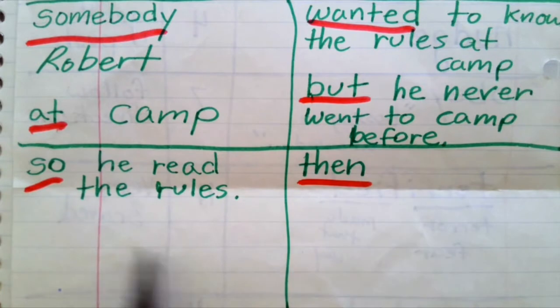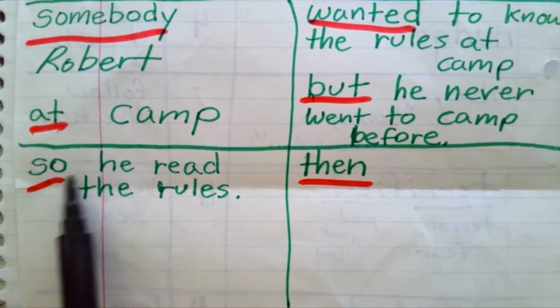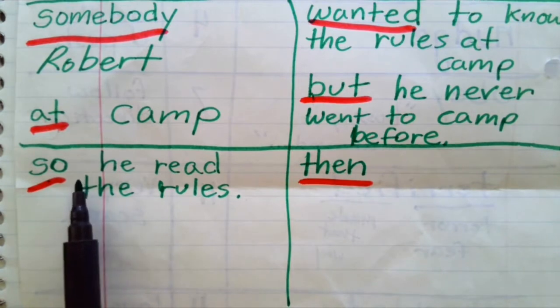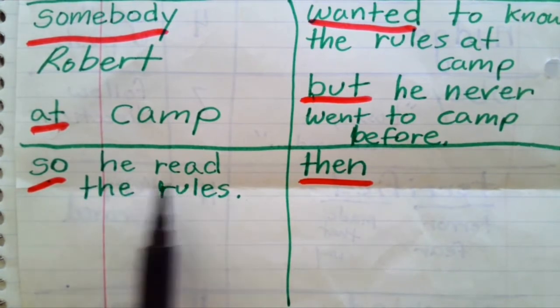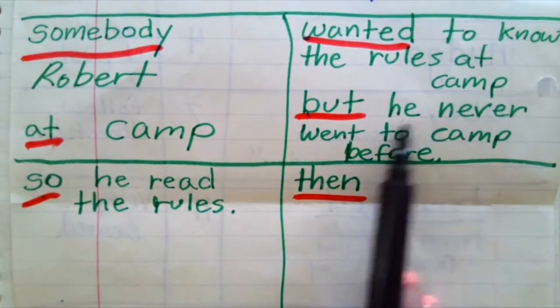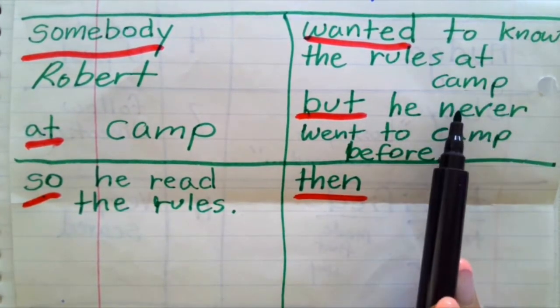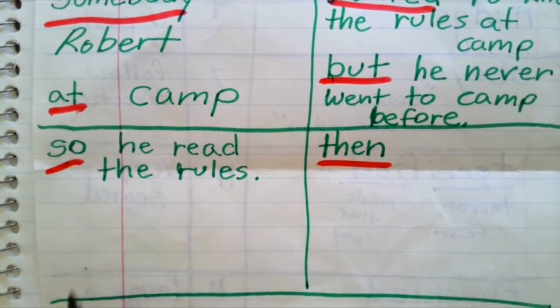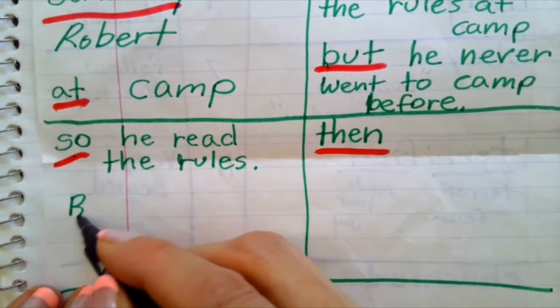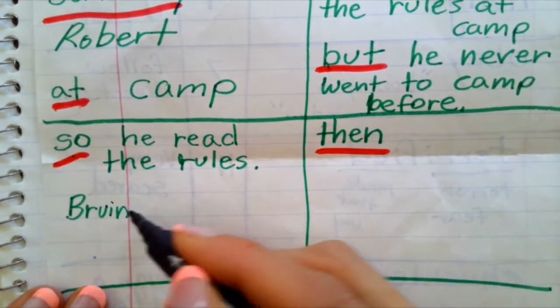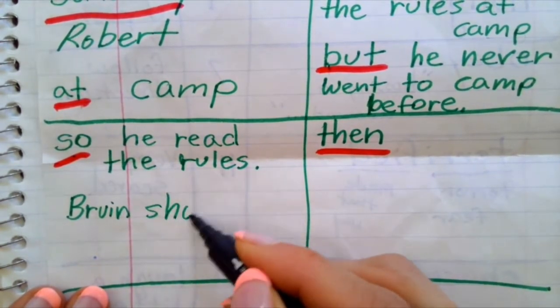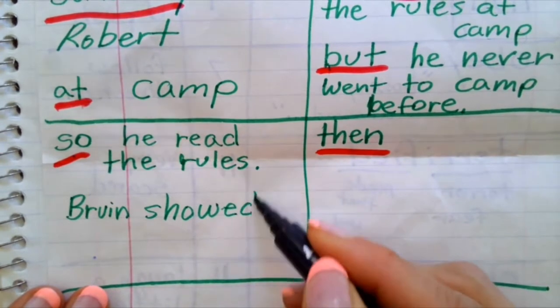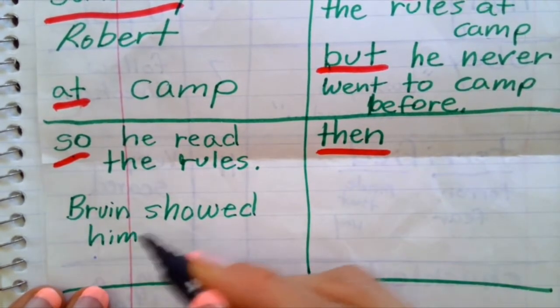Let's finish adding key details that we just talked about to our graphic organizer so we can use these key details to write our summary. Under So, we write how the problem got solved. One thing that solved Robert's problem, which is that he had never been to camp before and wanted to know the rules, was that he read the rules. But what else helped him out? Bruin, the counselor, did what? Bruin showed him what to do.